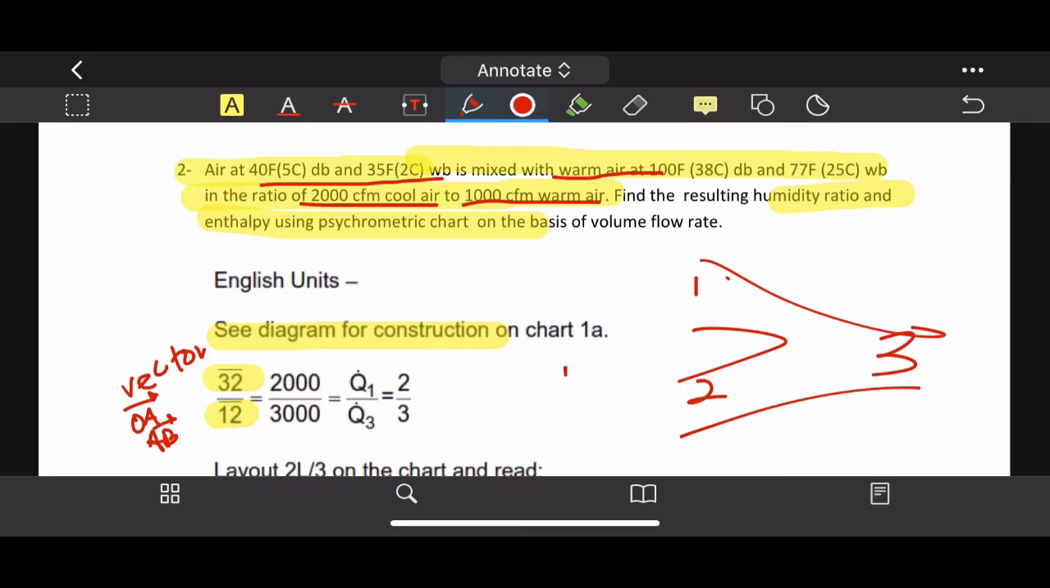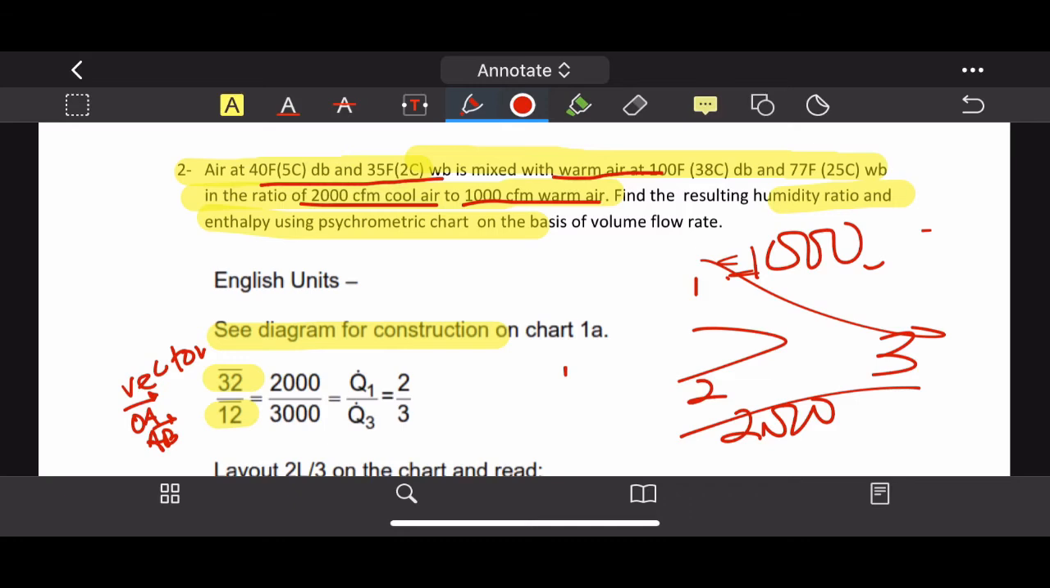But there's a ratio to it. So ratio for cool air is 2000 and warm air is 1000. So if cool air is this one, right? So this is 2000, this is cool air. Sorry, cool air is here, 2000. Okay, just bear with me. This is 1000, right? So from 2 to 3 is 2000 CFM, and 1 to 3 is 1000 CFM.